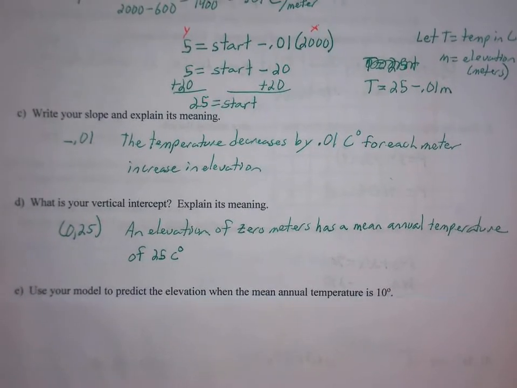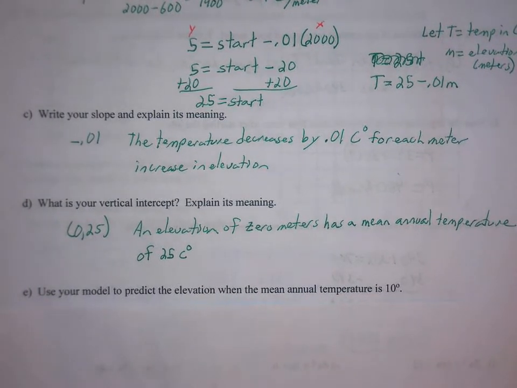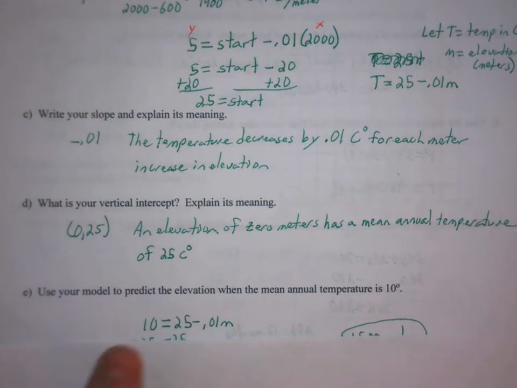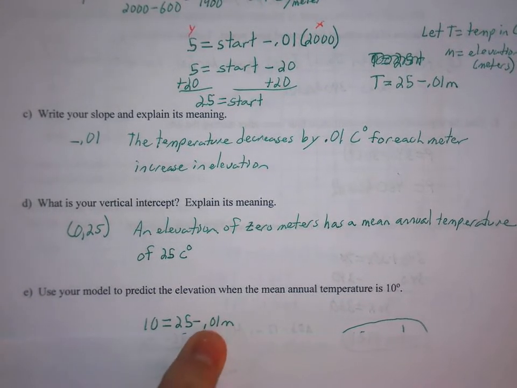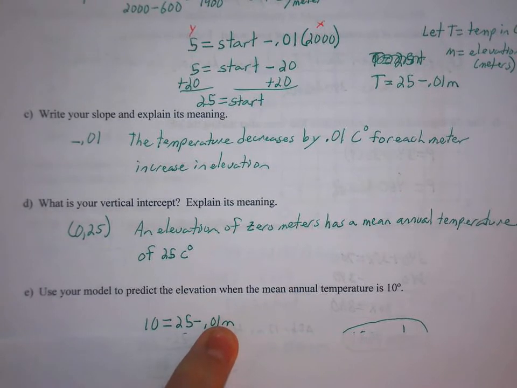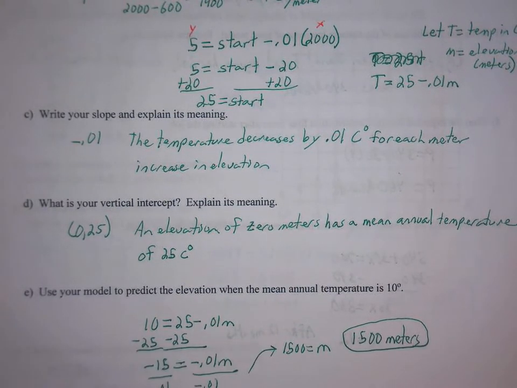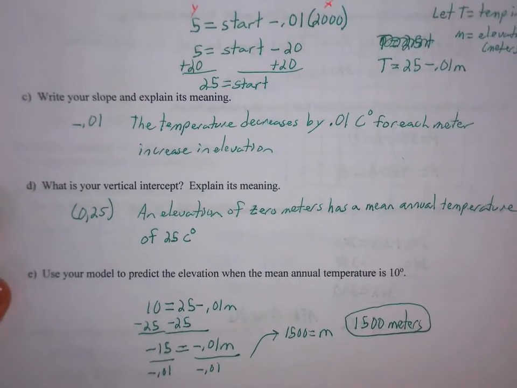And then use our model to predict the elevation when the mean temperature is 10 degrees. So we know that the y value is 10. So you solve our equation trying to find the elevation, m. And you end up with 1,500 meters.